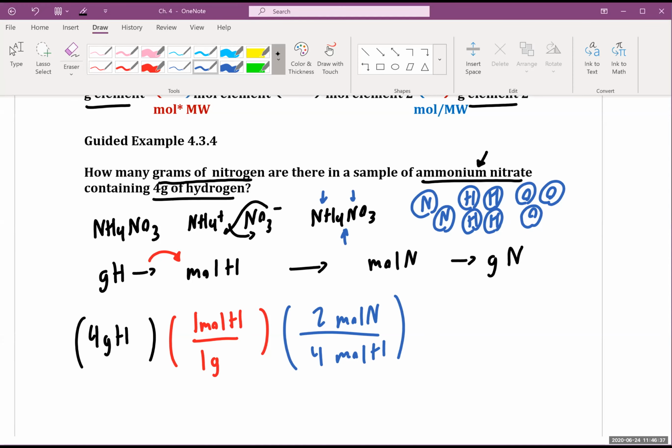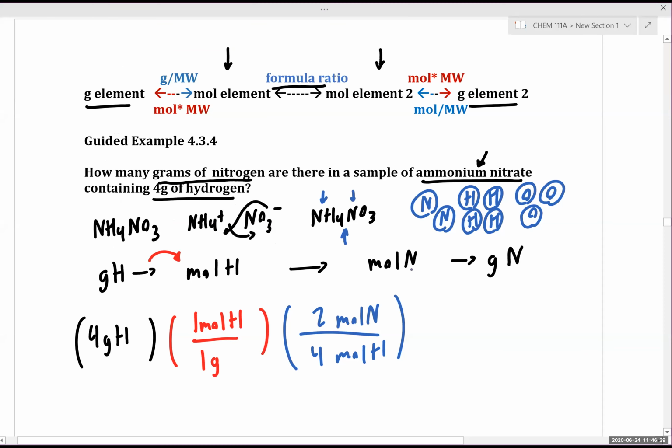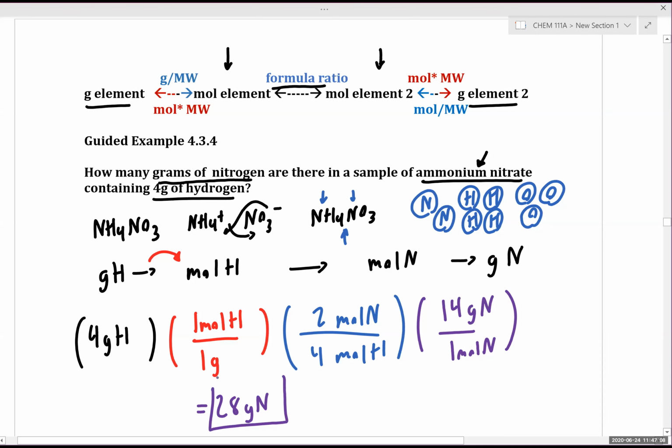Now let's continue on. We're going from moles of nitrogen to grams of nitrogen. And we know from our atomic mass, we have 14 grams of nitrogen per 1 mole of nitrogen. Let's now plug this into our calculator. We have 4 over 1 times 2 over 4 times 14. And that in turn gives us 28 grams of nitrogen. Does this example make sense to everyone so far?